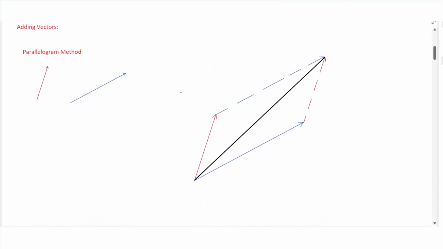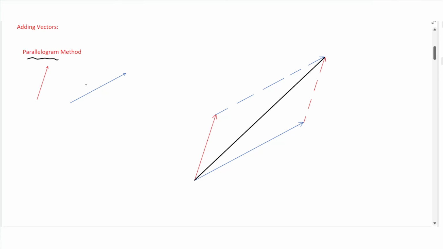Okay, for adding scalars, you can just add using the calculator, the plus sign, or subtract easily. But when dealing with vectors, you must do it graphically. You either use a parallelogram addition diagram or a head-to-tail addition diagram.